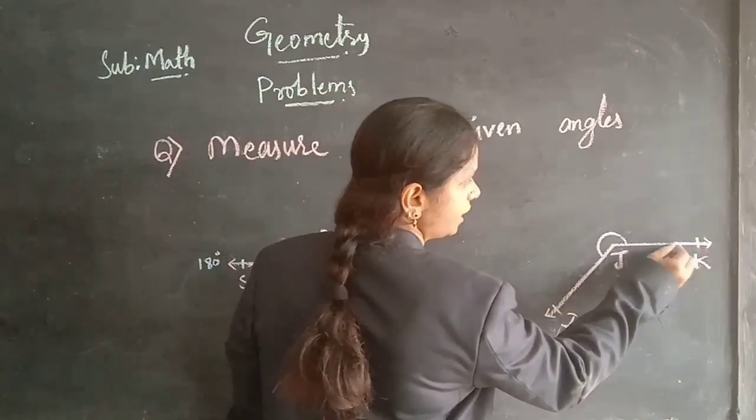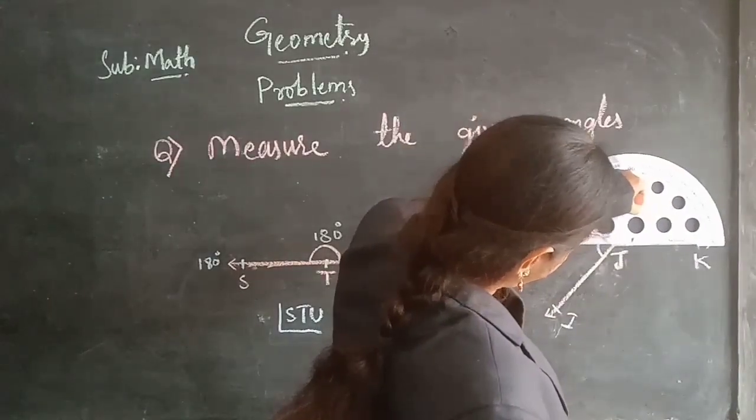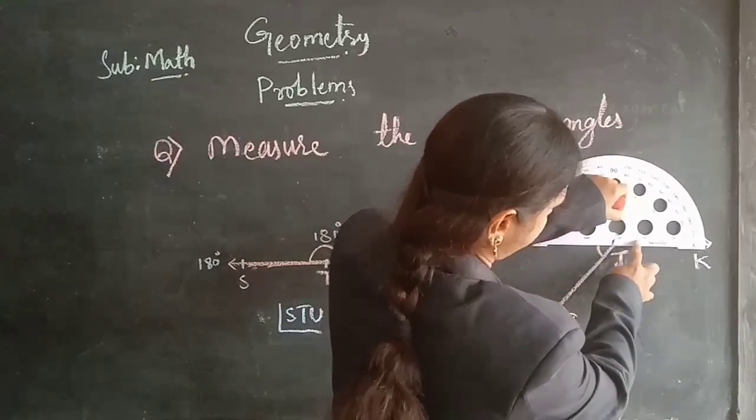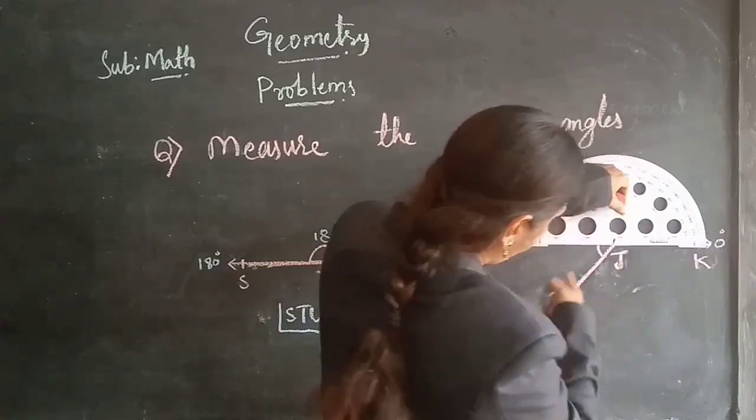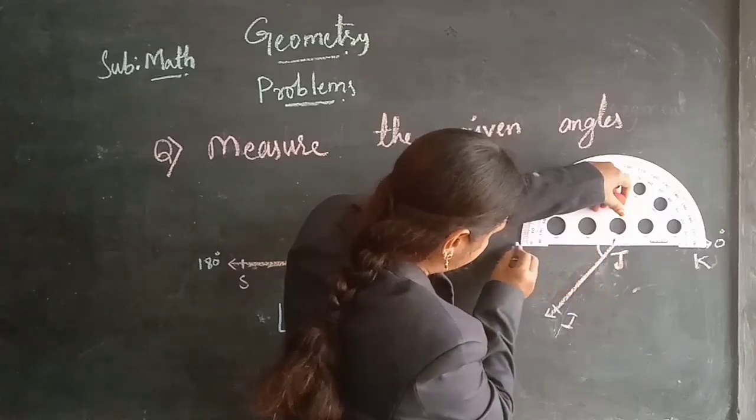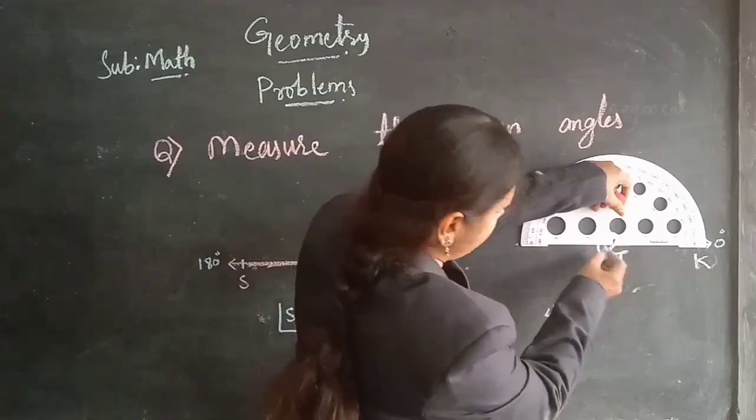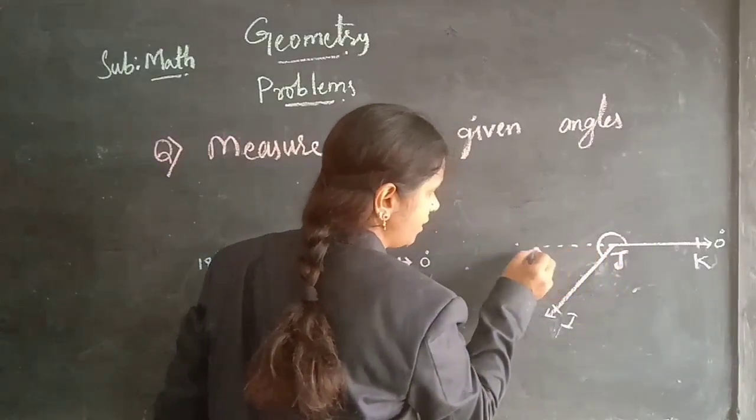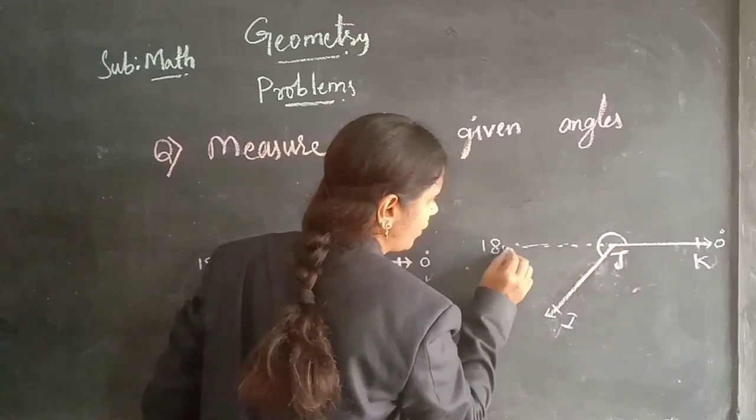Now come to this figure here. This is the initial ray, children. J is the midpoint, and it is 0 degrees. Here we don't have the protractor, children. First let's count the angle till here, nothing but 180 degrees. Okay, I am taking an imaginary line here at 180 degrees. The required line is this one.